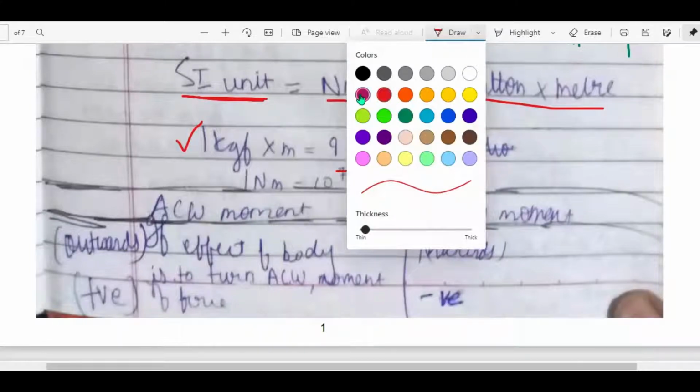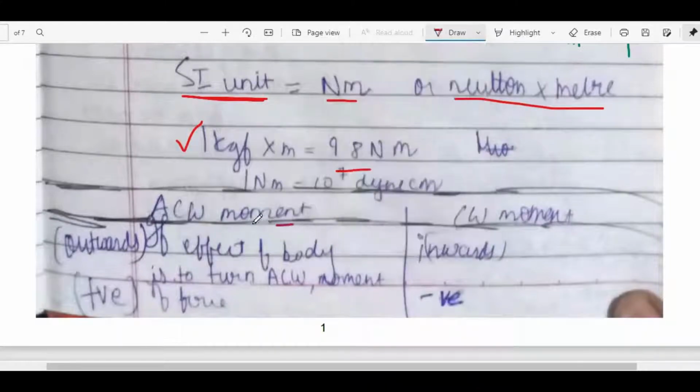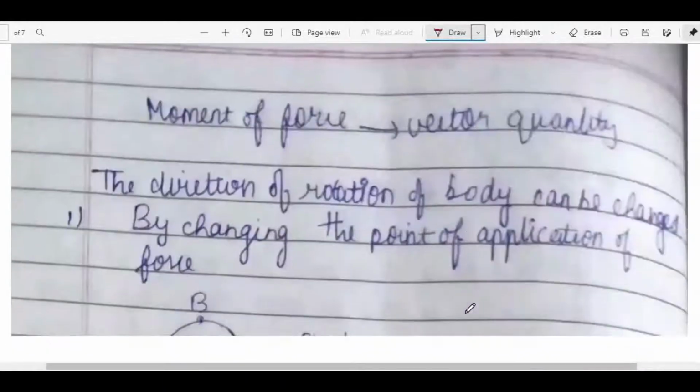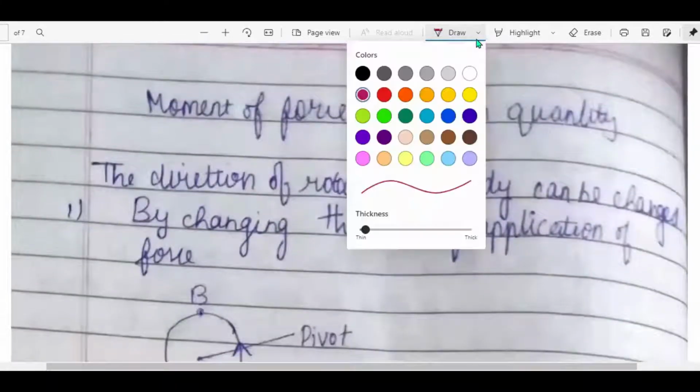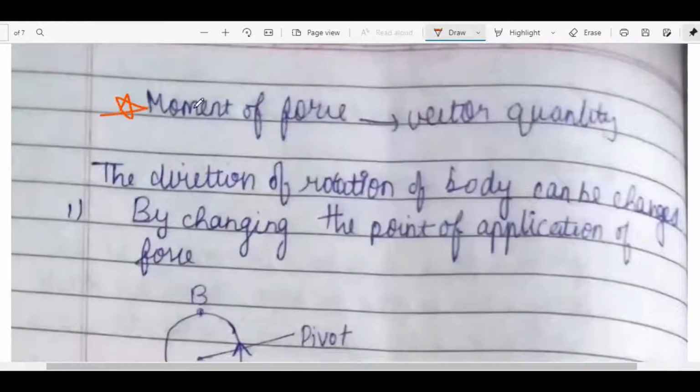Now let's learn about the two different moments, anti-clockwise moment and clockwise moment. If the effect of body is to turn anti-clockwise, the moment is outwards, and if the effect of body is to turn it clockwise, then the moment is inwards. This is positive while this is negative. Please note that moment of force is a vector quantity.